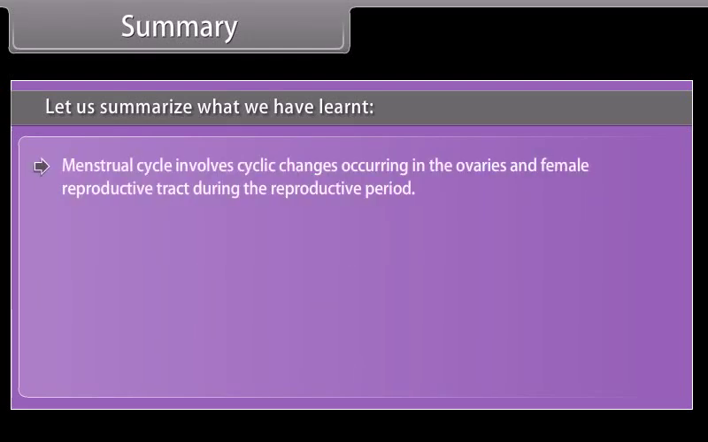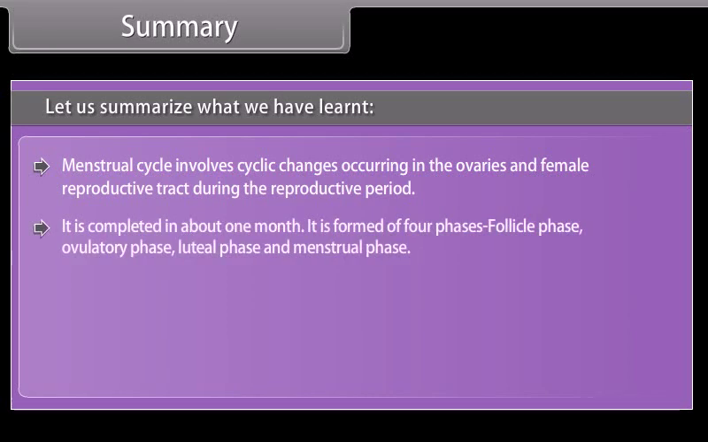Menstrual cycle involves cyclic changes occurring in the ovaries and female reproductive tract during the reproductive period. It is completed in about 1 month. It is formed of 4 phases: follicle phase, ovulatory phase, luteal phase, and menstrual phase. It starts at puberty and permanently stops at menopause.